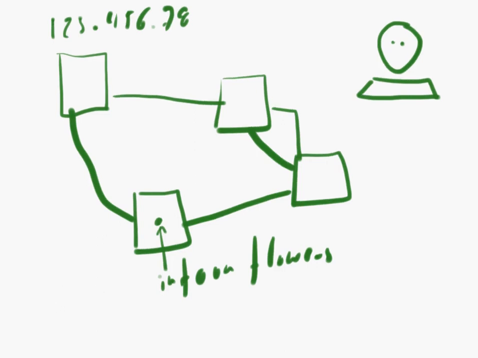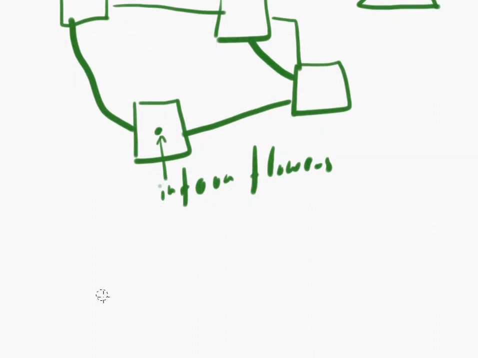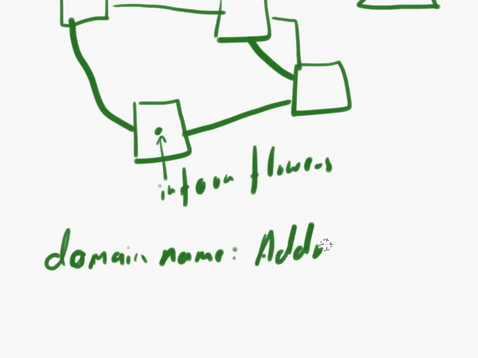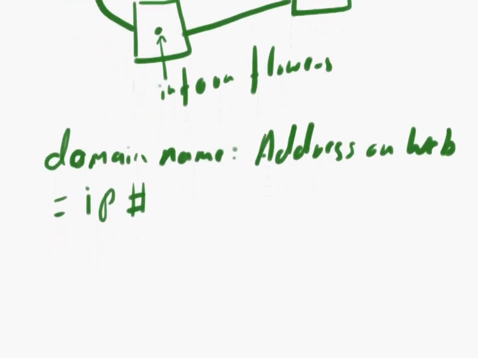Okay, let me just scroll it down. Domain names is basically the computer's address on the web. So it's the same thing as the number, the IP number. Both are addresses on the web. One is a name, another one is the number. That's it. Now, let's look closely at a domain name, a typical domain name.